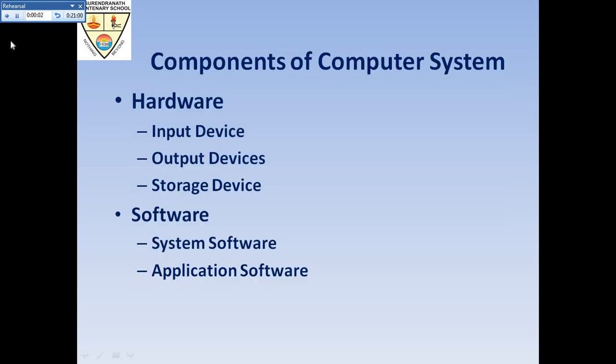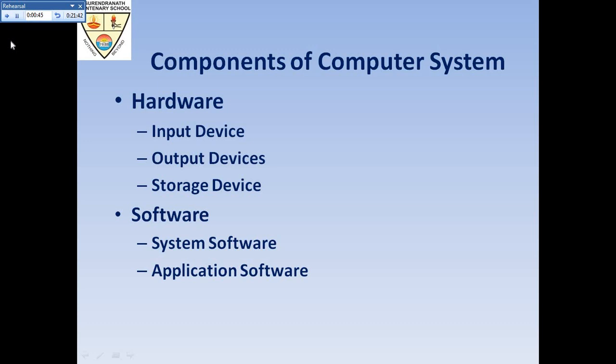Then we have the components of a computer system. In the components of a computer system we have two basic components, hardware and software. This is something that we have discussed a number of times. Hardware is tangible in nature, something which we can feel, touch or see. In hardware we have input devices, output devices and storage devices. These topics we will discuss in the next class, whichever topic we are able to cover. Then we have another component of the computer system, that is software. Software is a set of programs designed to fulfill our requirements.